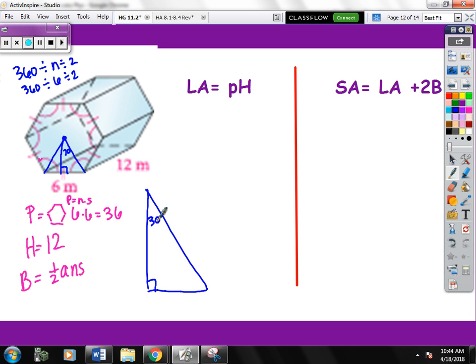Now we do know the whole base was 6, which means that half of it is 3. And you could use at this point SOHCAHTOA or special right triangles. I'm going to do special right triangles, but you could do sine, cosine, or tangent to find your apothem. So across from my 30 is my s, across from my 60, s root 3, and across from the 90, 2s, which you don't need that one, but why not put it there? So we see that s is 3. So the height of this triangle has to be 3 root 3, which would then be our apothem.